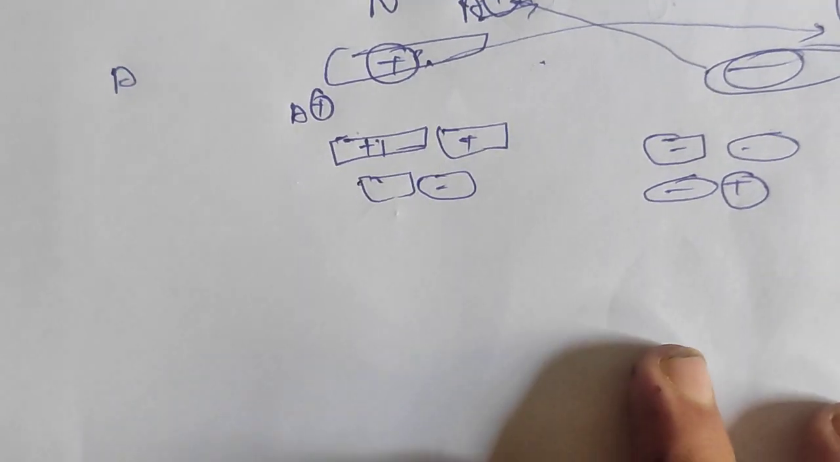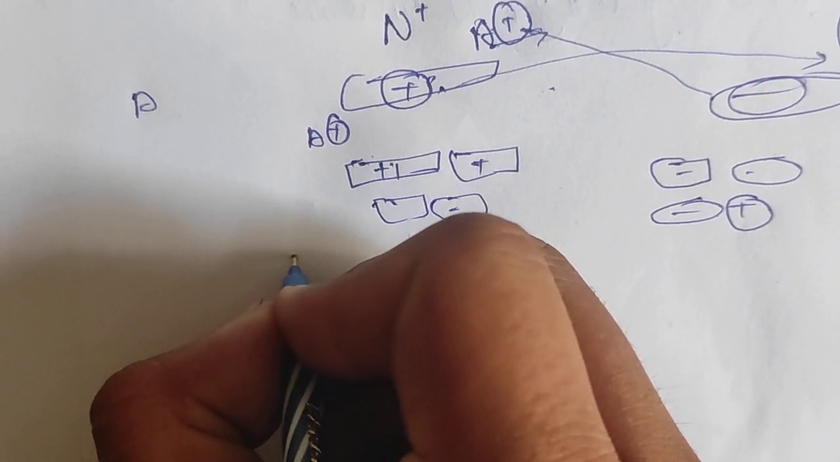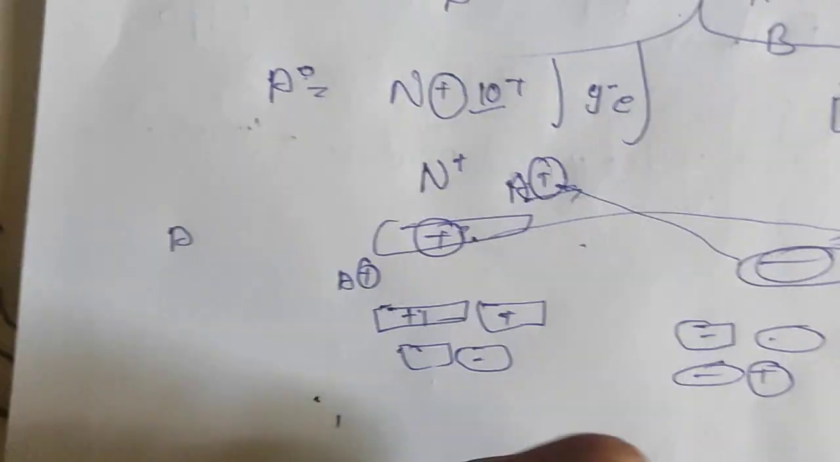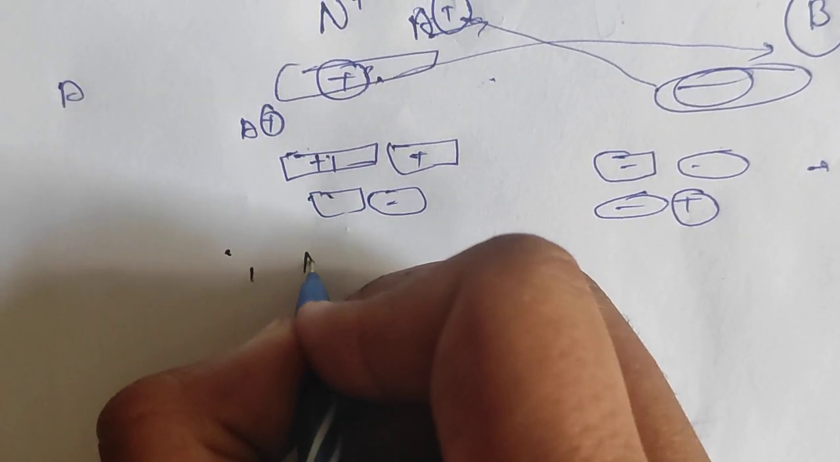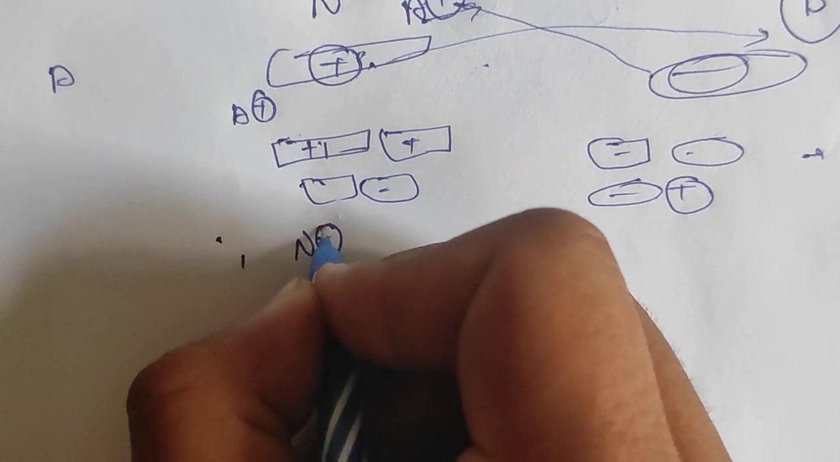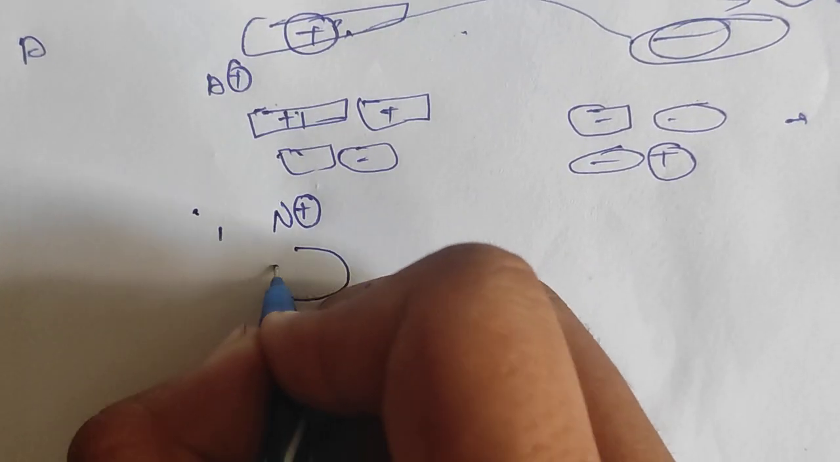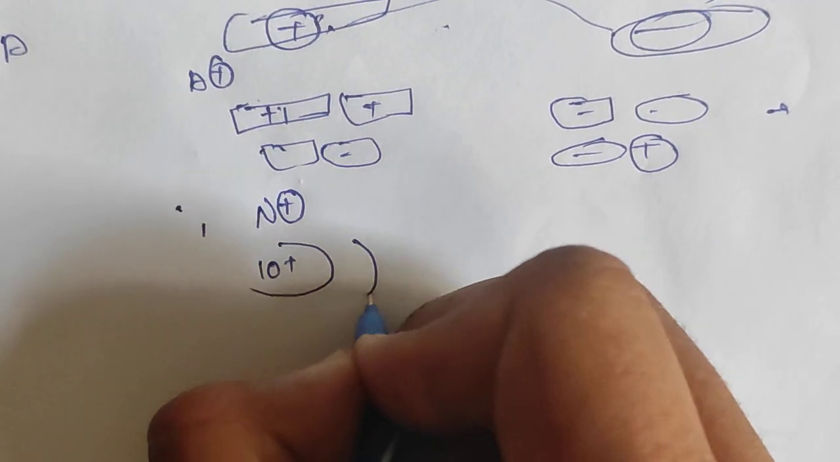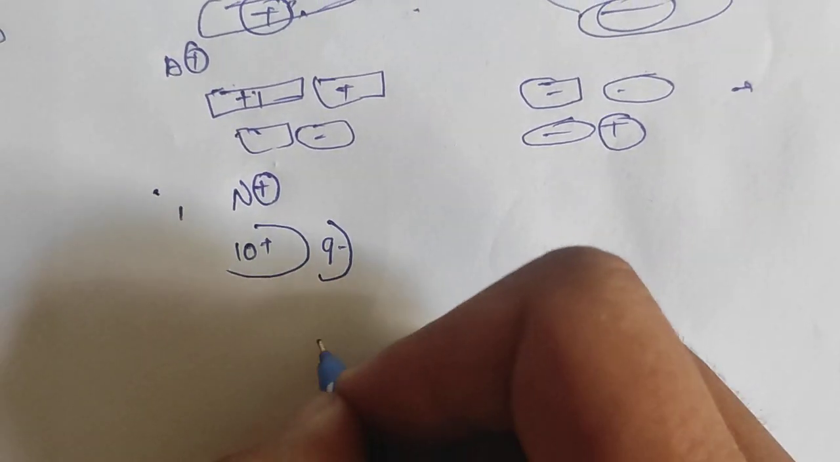Why does this happen? For example, say we have a nucleus like this with a positive charge, meaning here there are 10 positive charges and here are 9 electrons.